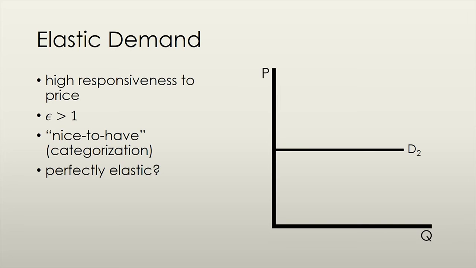Just like with the case of perfectly inelastic demand, there is an extreme on the other end of the spectrum as well. If the elasticity of demand turns out to be infinite, then we say that the good is perfectly elastic. Essentially, a small change in price brings about an infinite change in the quantity demanded of the good.